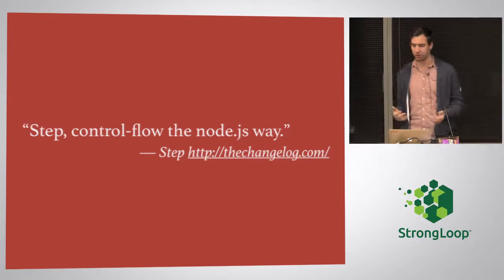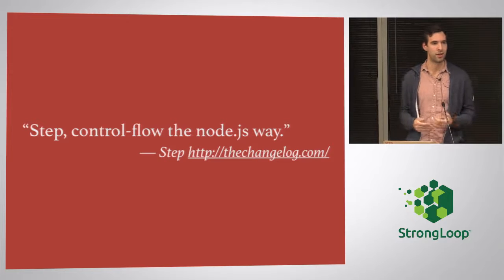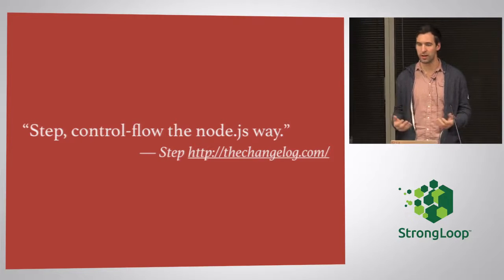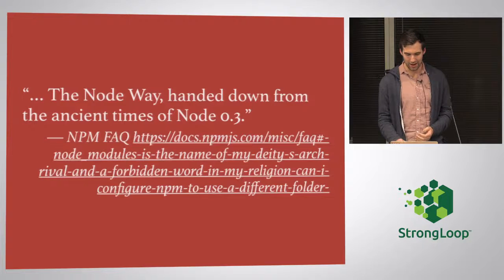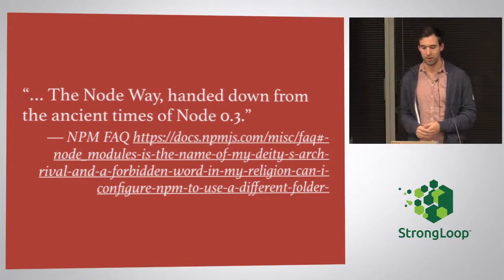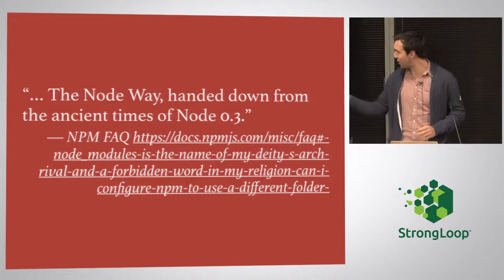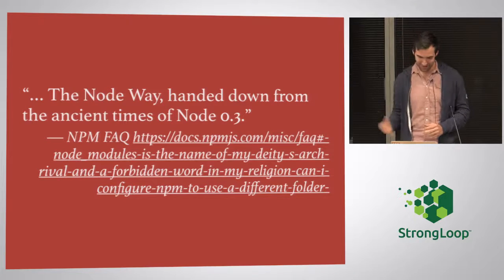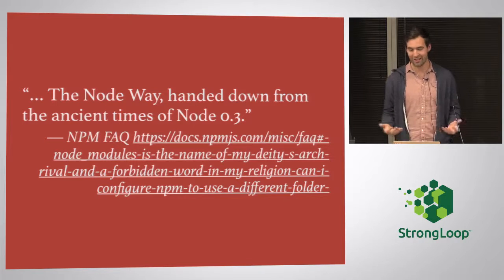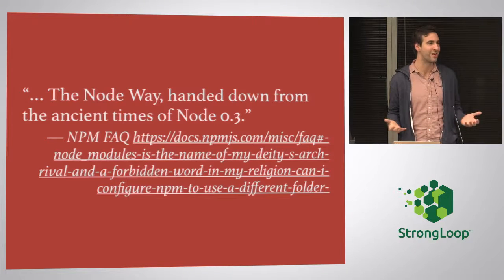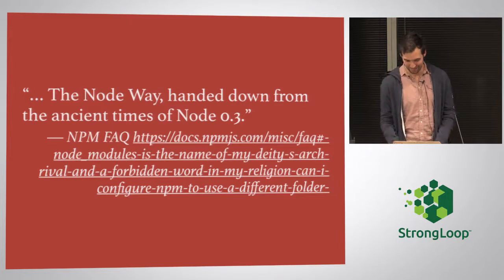But then Step, this control flow library, talks about how it does control flow the Node way. So on one hand, the Node way is a kind of structural mentality. And then the other, it's a way to do asynchronous control flow. And then even again here on NPM FAQ, they mentioned the Node way handed down from the ancient times of Node 0.3. Granted, I don't know if you guys can see that, but the question that this was an answer to is: node_modules is the name of my deity's arch rival and a forbidden word in my religion. Can I change that to a different folder? So a little tongue-in-cheek, obviously. And it's nice to know that these are the people maintaining a pretty large part of the internet.